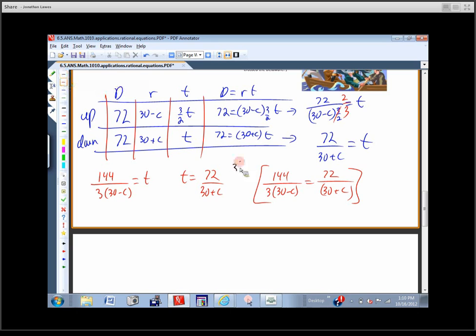I'm going to multiply by something that will cancel off a 3, a 30 minus c, and a 30 plus c. The net effect is you've got 144 times 30 plus c, and over here you've got 72 times 3 times 30 minus c. Now, I'm going to let you finish solving that. It's a pretty easy equation to solve. The numbers get fairly large, but the answer works out to be pretty nice.